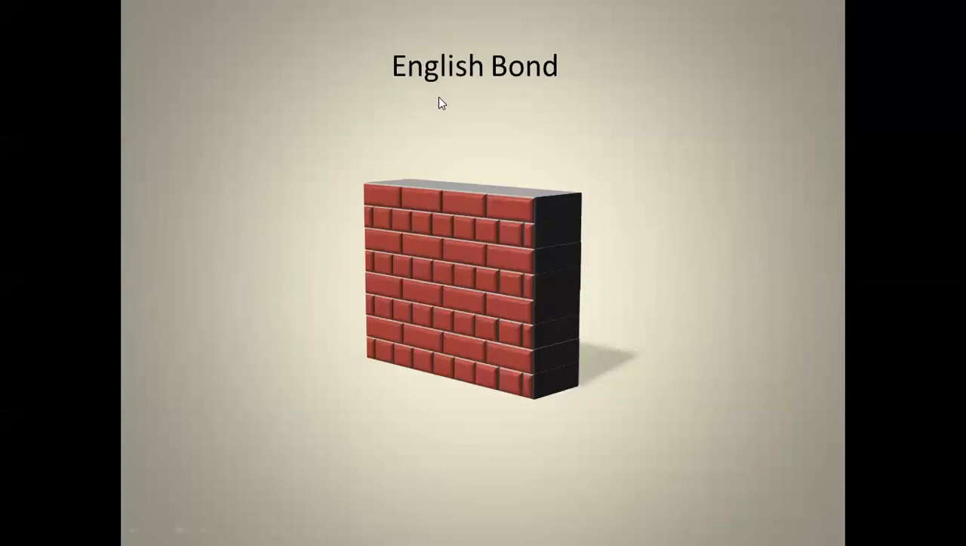The key points of this English bond are: the even rows will be of stretchers and the odd rows will be of headers, and the thickness will be double that of the stretcher bond. This can be used for the internal as well as the external walls. Most of the time we use English bond for the external construction of the wall.